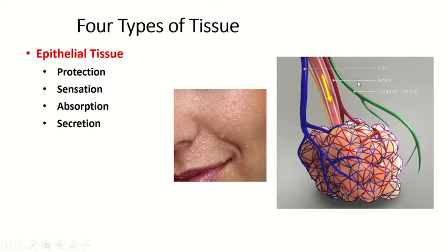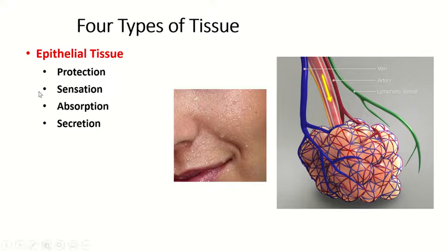It also covers inside the hollow organs. So this is an example of a hollow organ, which has a cavity and then it has a wall. The respiratory system, gastrointestinal system, urogenital system, and cardiovascular system, they're all hollow organs. So the epithelial tissue covers inside of those organs as well.